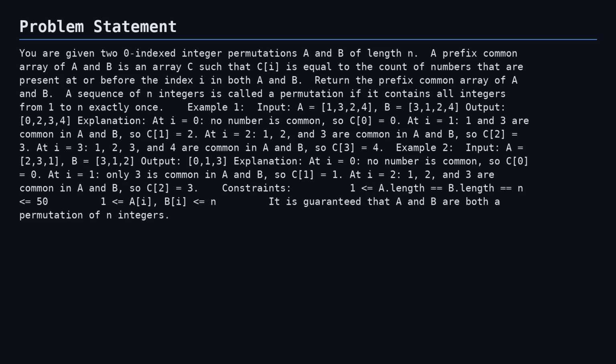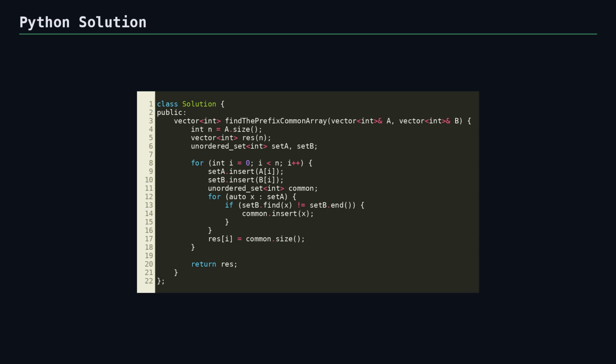To solve this problem, the key insight is to use sets to efficiently store and look up elements. Think of sets like a notebook where you jot down the elements you've seen so far. When you need to check if an element is already in the notebook, you can quickly flip through the pages and find it. This is exactly what sets do for us. They allow us to quickly check if an element is already present. Using sets, we can easily find the common elements between the two arrays at each index.